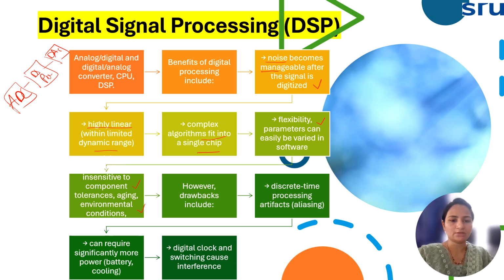So these are the advantages, and for any system we have advantages and disadvantages. But compared to analog signal processing, digital signal processing has more advantages. Correct. We have a few drawbacks. One is discrete time processing artifacts, that is, the aliasing effect will occur.